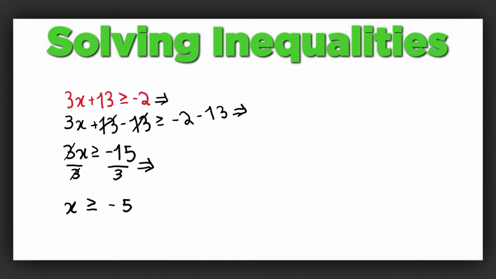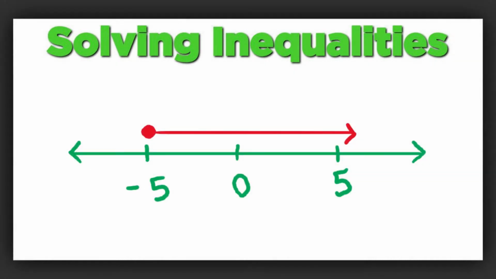Here is this inequality on a number line. As you can see, the dot is filled. If the dot is filled, it means it is either a greater than or equal sign or a less than or equal sign. If the dot is not filled, it will be a greater than sign or a less than sign.